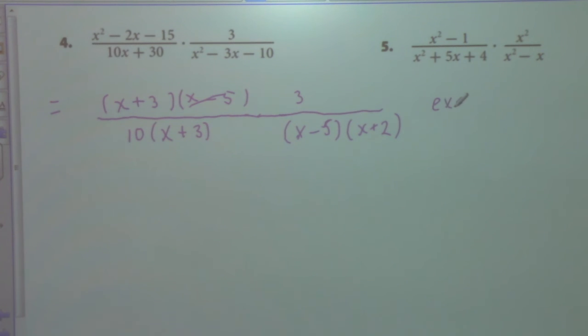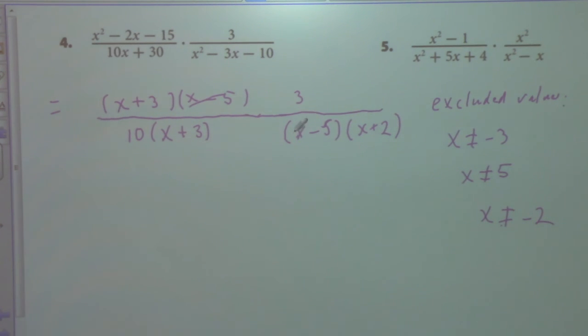What are our excluded values, Bryce? X can't equal negative 3. Okay, so we have x cannot equal negative 3. Yeah. And 5 and negative 2. You know what, Hannah? There we go. Yeah, my pen is a little glitchy.